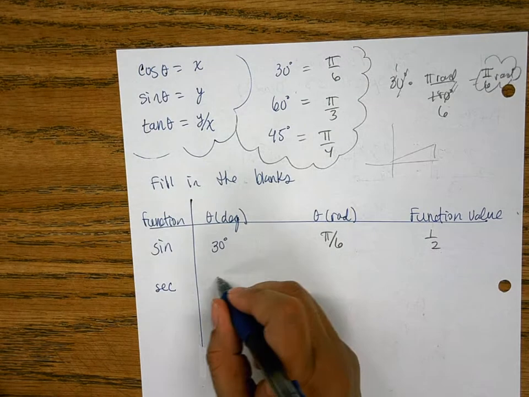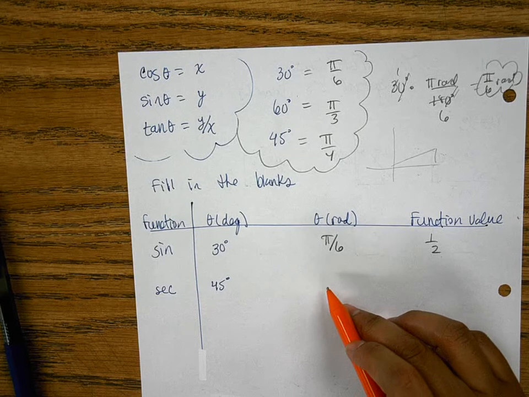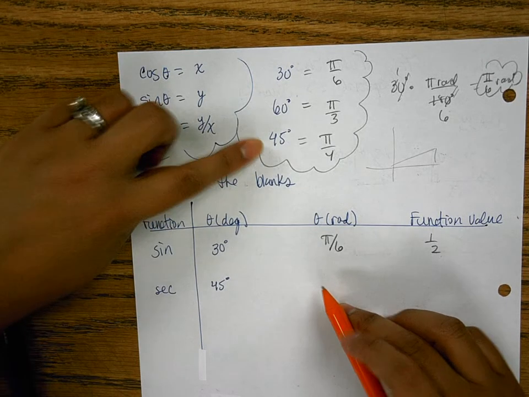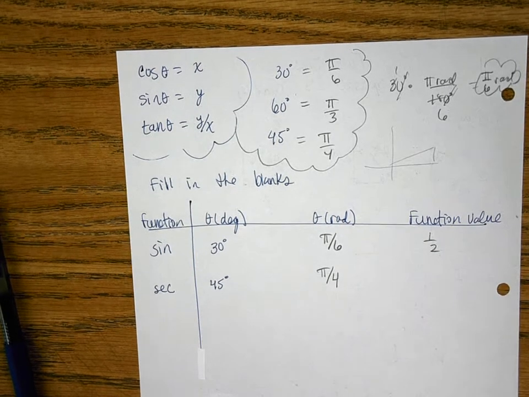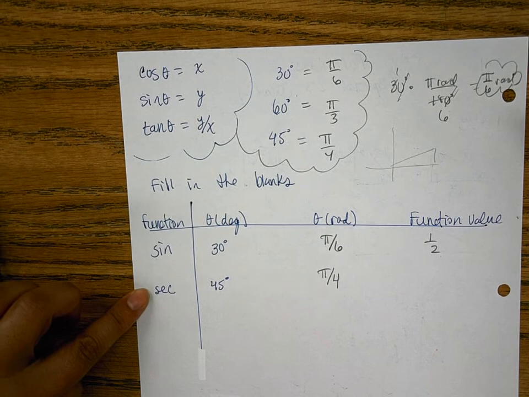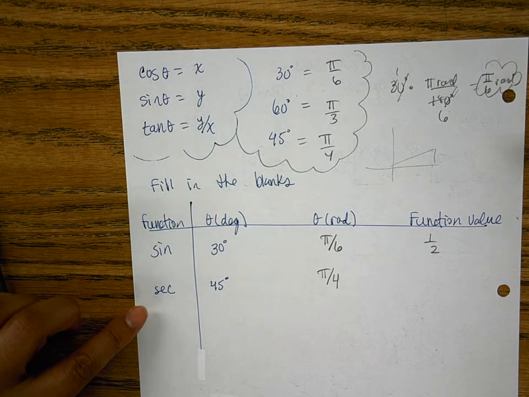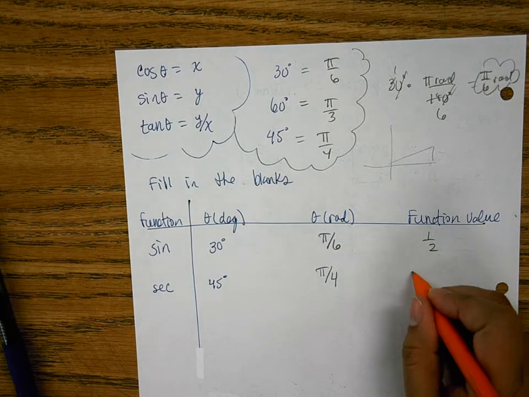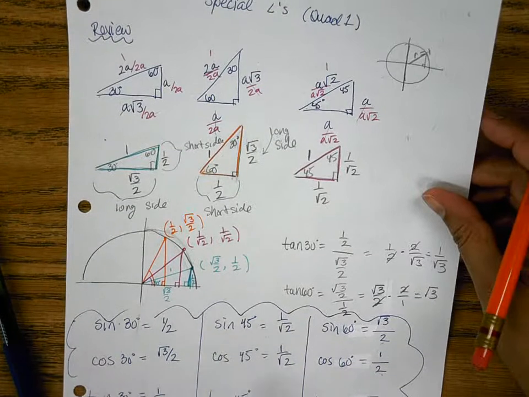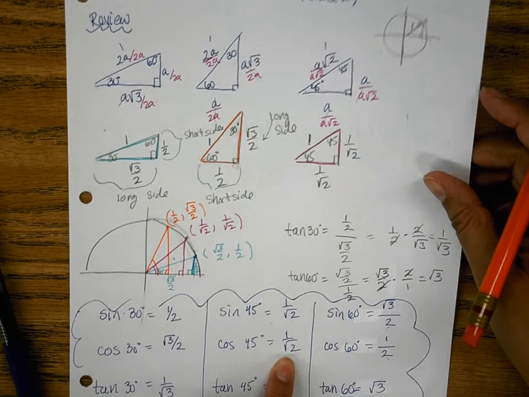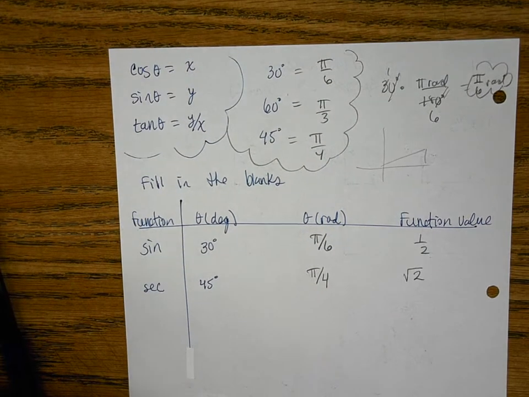The next one I'm going to give you is secant, and I'm going to give you that this is 45 degrees. What is 45 degrees in radians? Pi over 4. As a function value, secant's the reciprocal of cosine. And remember that cosine of 45 is 1 over root 2. So the reciprocal of 1 over root 2 is root 2. Again, you can look back here. 1 over root 2, reciprocal of 1 over root 2 is root 2 over 1.